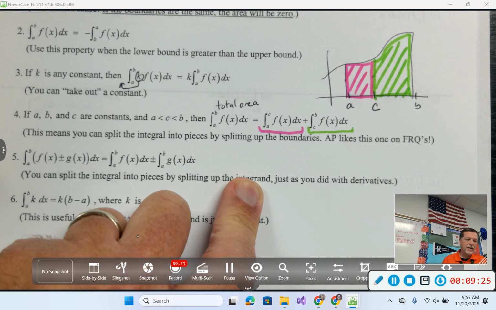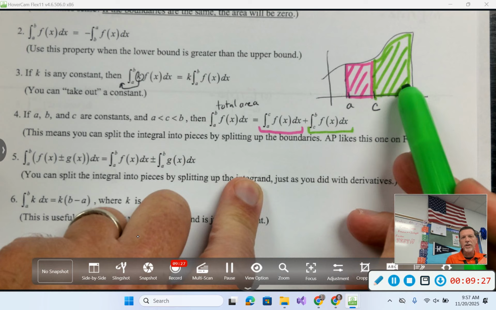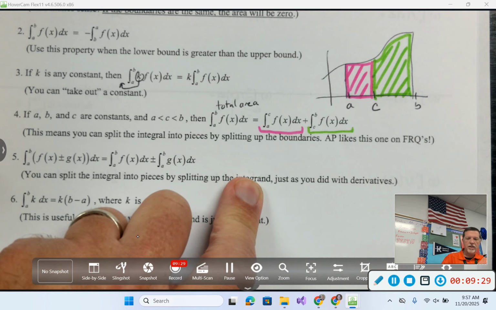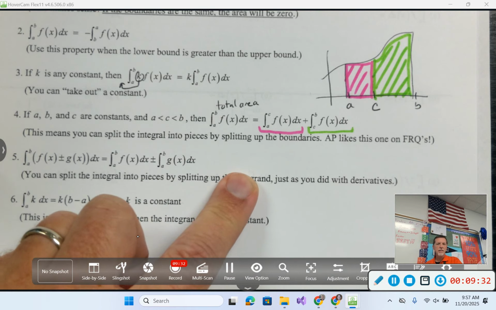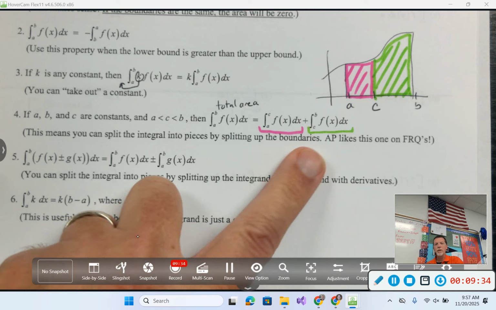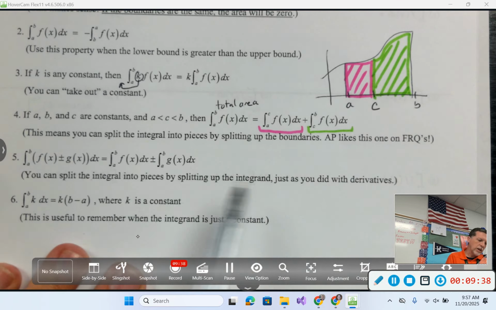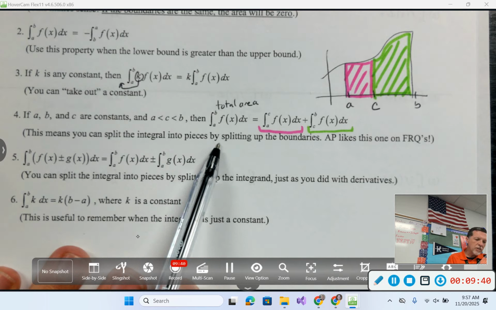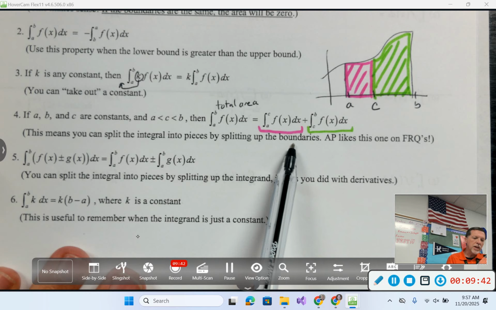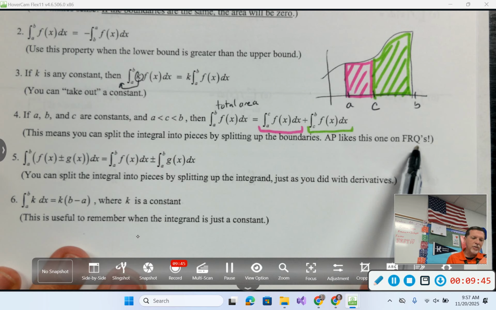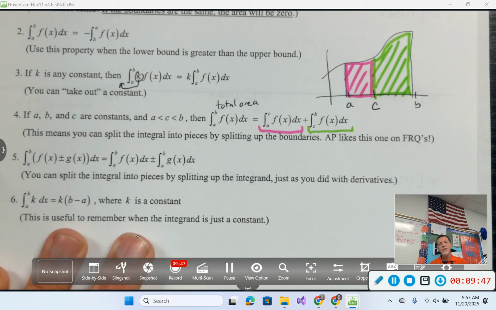Oh, well, yeah. The first part plus the second part equals the whole part. Well, from a picture standpoint, it's like, well, yeah. First area plus the second area equals the total area. So you can split the integral into pieces by splitting up the boundaries. AP likes this one on FRQs. They do like to use that property.